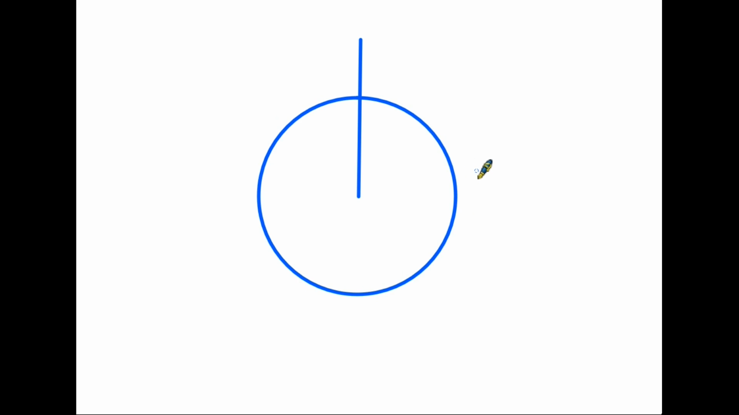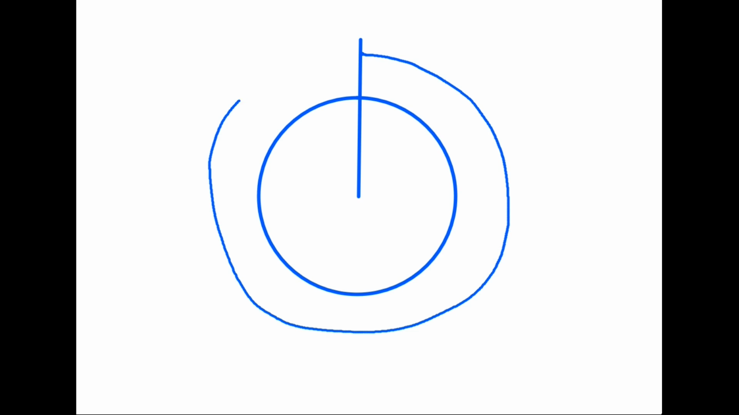Now sometimes, as well as being able to give the direction of the movement, it's also important to say how far the movement has gone. Let's take a look at this circle and imagine that we start at the line here at the top and we turn all the way around so that we end up back where we started. In this case, we would say that we have turned in a whole circle.